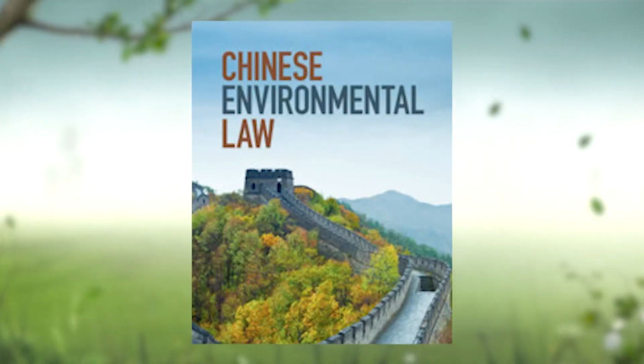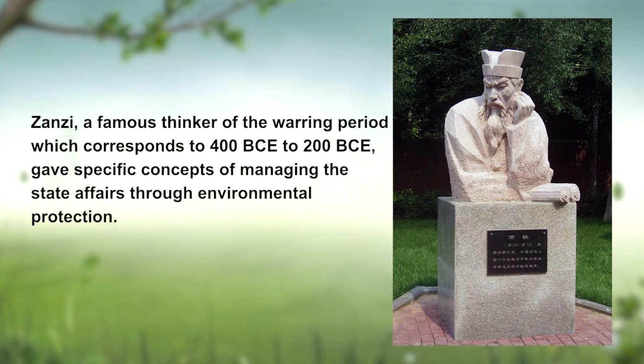However, discussing the ancient environmental laws, Chinese environmental laws should not be left out; they deserve special mention. It is said that the earliest ministry on environment, or the earliest environmental policies, are found in ancient China. In this respect, Zhuangzi, a famous thinker of the Warring States period, which roughly corresponds to around 400 BCE to 200 BCE, gave a specific concept on managing state affairs through environmental protection.